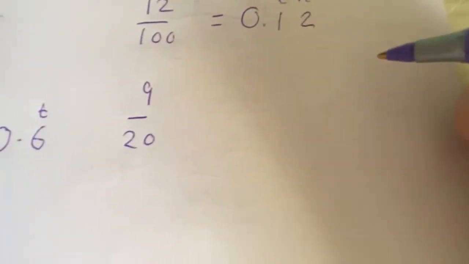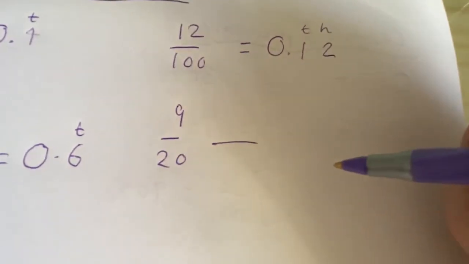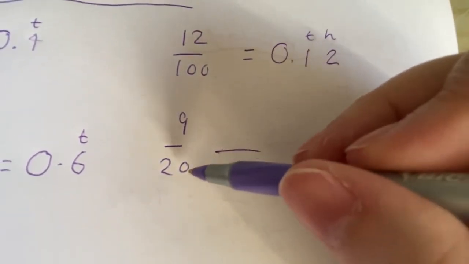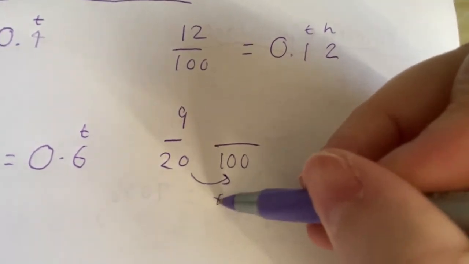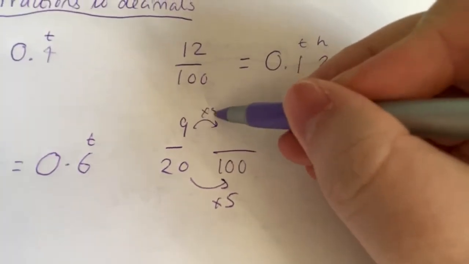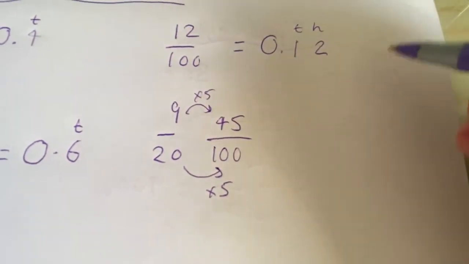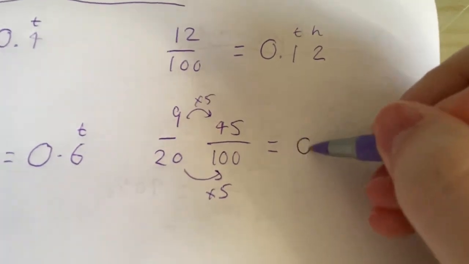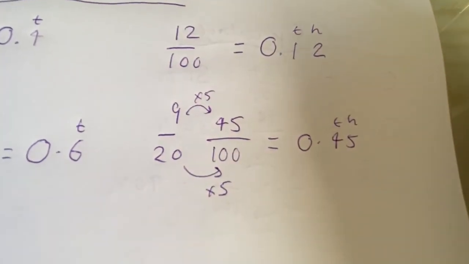Go to 9/20. Again, same thing. I need to have a denominator of 10 or 100 or 1000. Now I can make 20 into 100 by timesing by 5. And whatever I do to the bottom, I need to do to the top. 9 times 5 is 45. That's 45 hundredths, which would be 0.45, with the tenths and the hundredths there.